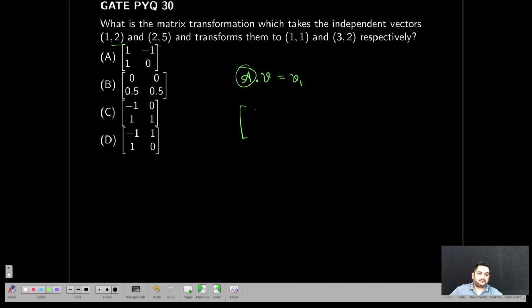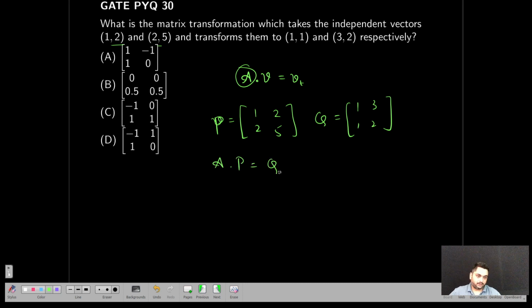What is the matrix? This is the 1, 2 initial matrix. Let's say this is the V matrix, or write the P matrix: 1, 2, and then 2, 5. And then this is the transformed matrix Q, which becomes 1, 1, 3, 2. So what it means? A into P is equal to Q. So A is equal to Q into P inverse. Right? So you find the inverse of P.